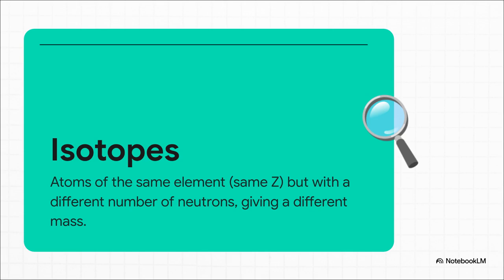They all have the same number of protons, that's what makes them all say carbon, but they have a different number of neutrons. Now, this doesn't change how they react chemically, that's all about the electrons, but it does change their mass, and that can give them different physical properties.